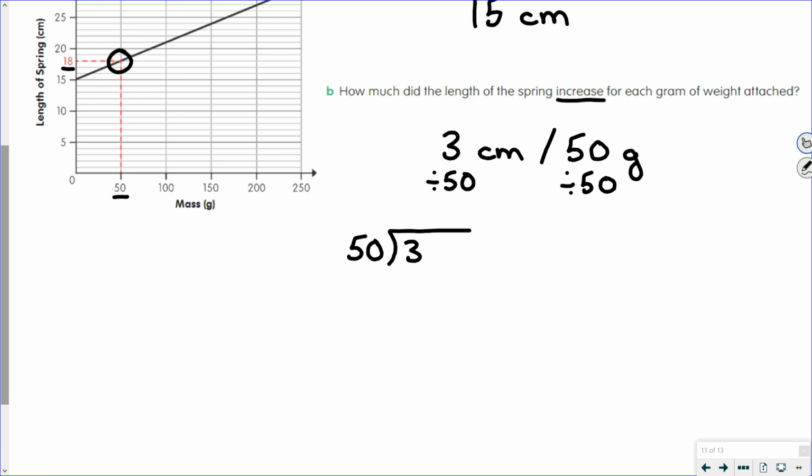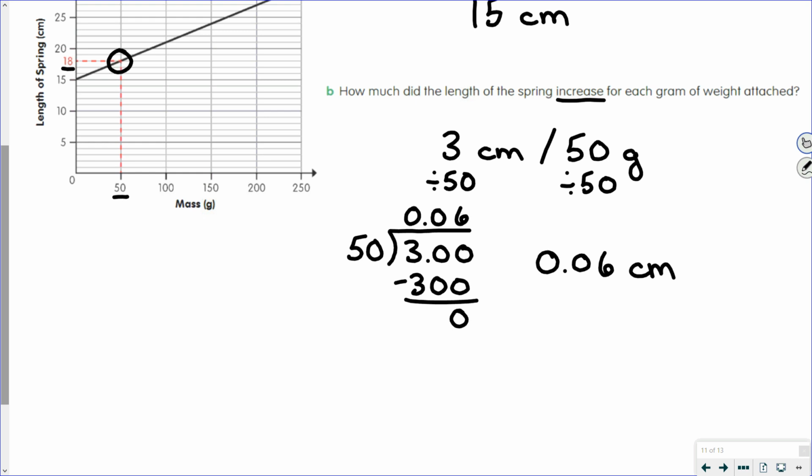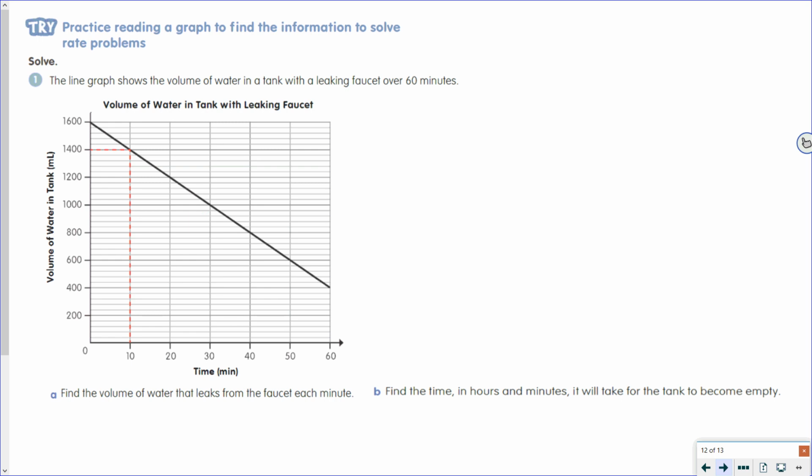dividend. But 50 won't go into 3, it won't go into 3.0, but it will go into 3.00, it goes in 6 times, and so for each gram, it increases by 0.06 centimeters. Because to go from 15 to 18, it went up by 3 centimeters at 50 grams a piece. All right, go ahead and pause the video here. Answer those 2 questions on this line graph.